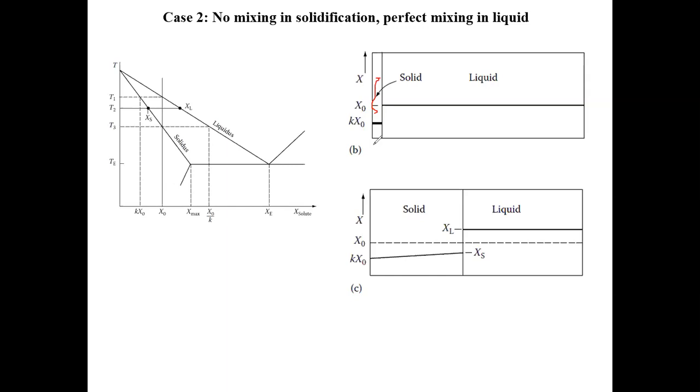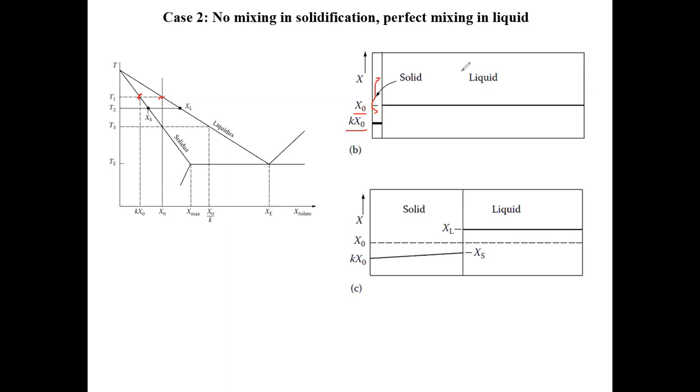And at this condition, if we start the solidification, what is the corresponding composition for the solid and liquid phase? Look at the phase diagram. It's kX naught for the solid, and for the liquid it is X naught. Does this make sense? This is from the phase diagram, right? If we just start solidification, we make a small amount of solid, and this solid is going to have this composition given by the phase diagram, and then the liquid is going to have the composition given by the phase diagram. So is that clear to everyone?